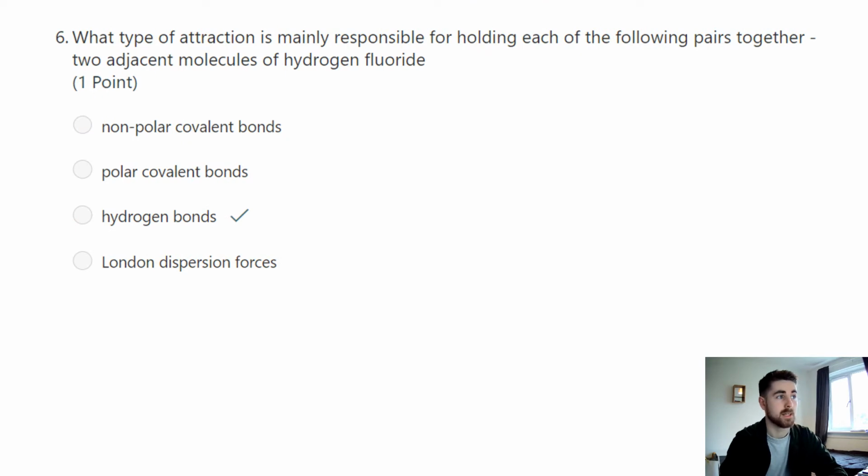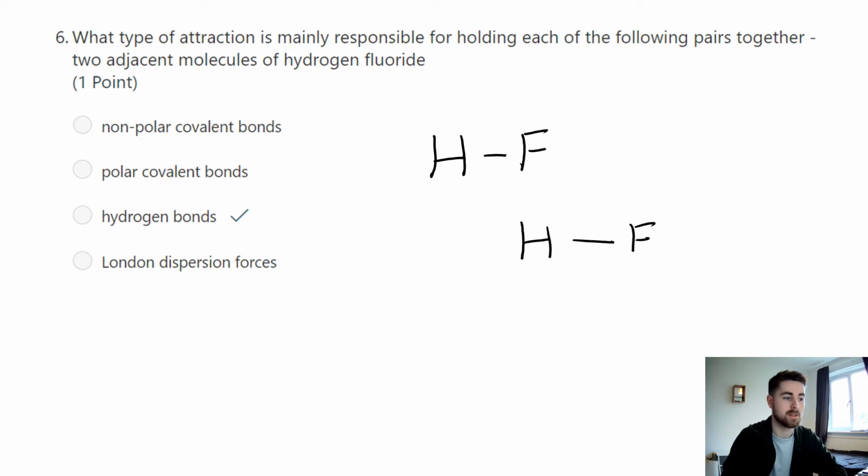Question 6, the attraction between two adjacent molecules of hydrogen fluoride. So hydrogen fluoride, a diatomic molecule. Hydrogen's got an electronegativity of 2.2 and fluorine's got an electronegativity of 4. So fluorine, the most electronegative element. And as a result, what that means is quite a strong dipole was formed with quite a strongly partial positive and partial negative charge being induced.